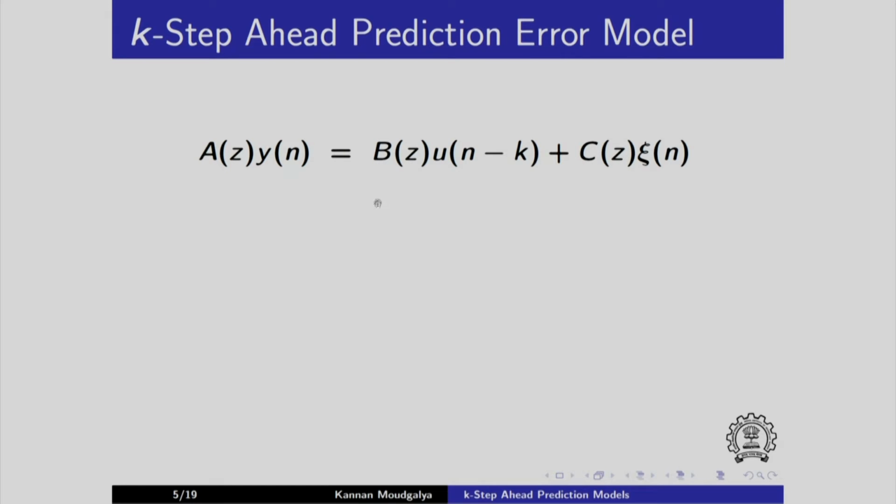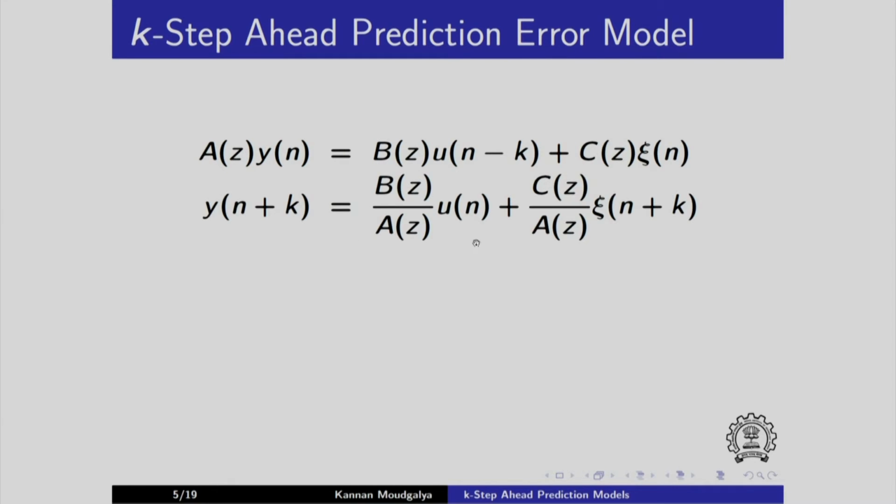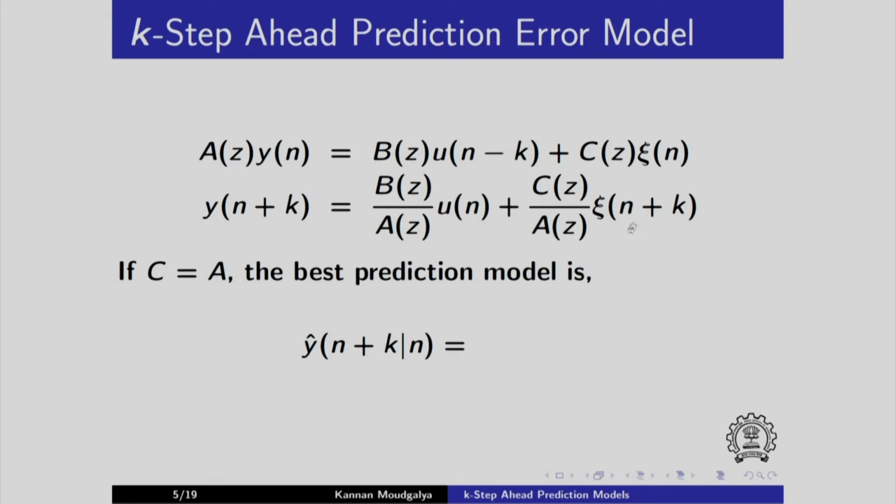Alright, let us take this example again and write it in the form of A in the denominator, that is, divide throughout by A. If C equals A, that means there is unity here, then the best prediction model is, remember this is white noise, so the best estimate of just white noise is 0. You get this? Of course, we are assuming that it is 0 mean. White noise is of 0 mean, so its mean is 0 here. So this is the best prediction model.